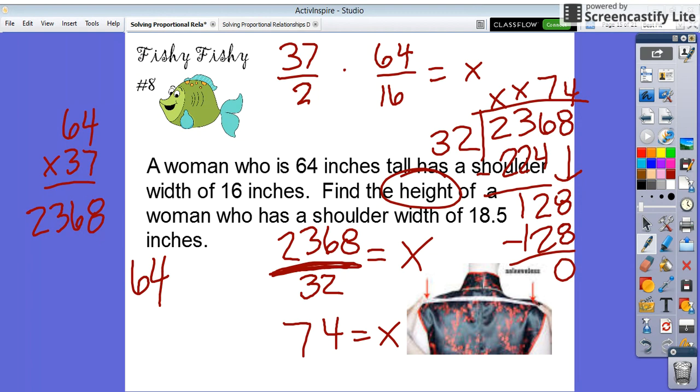The woman is 64 inches tall, with 16 inches of shoulder width. We can see that this woman's shoulders were wider. So obviously her height is going to be taller. Does everyone see that? So it makes sense. Our answer makes sense in the situation. So we've got to make sure we do that.